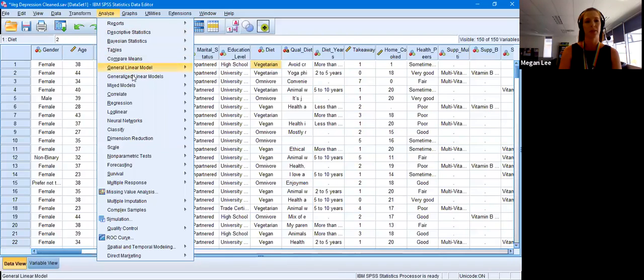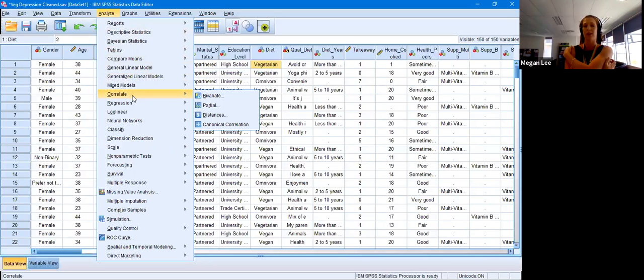Analyze, correlate, and correlations are the same thing as relationship. So we're just trying to see a relationship between the outcome and the variables. Bivariate, which is just two variables, we're looking at the relationship between the outcome and each variable.